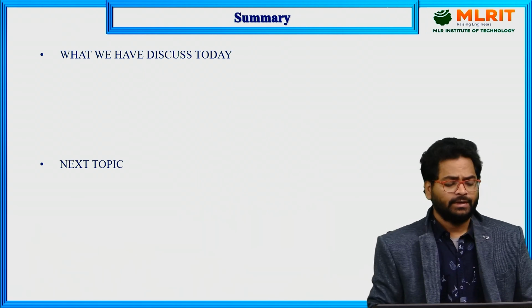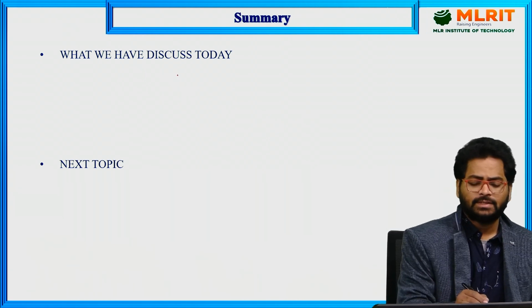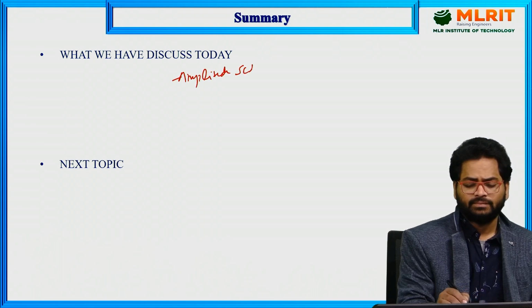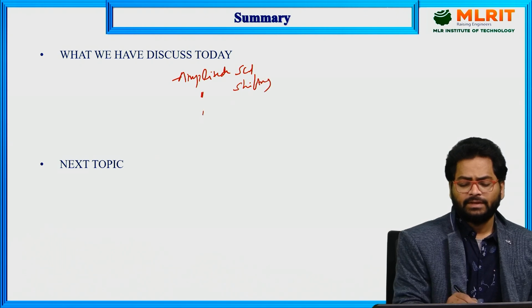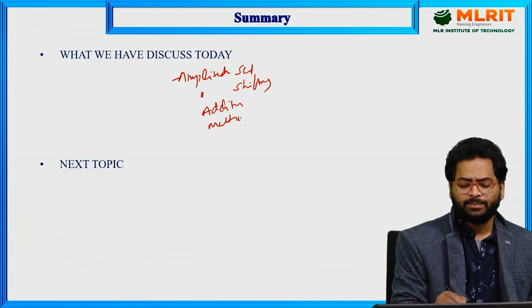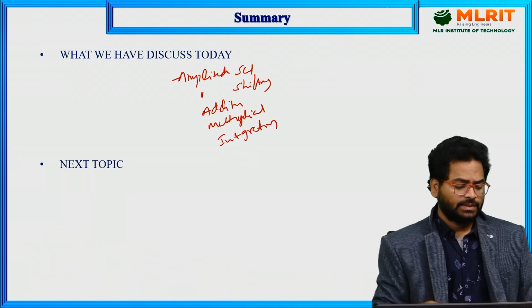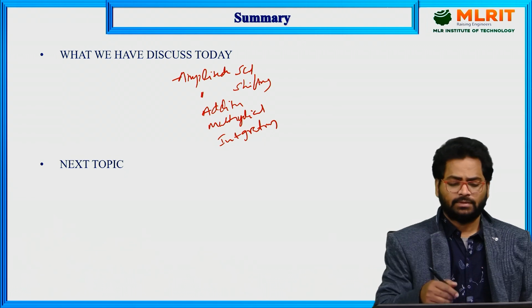So in summary, let us check what we have discussed today. First, amplitude scaling and amplitude shifting, and the next one is addition, next multiplication, and next differentiation and integration. These are the operations which we have studied in the last few minutes.